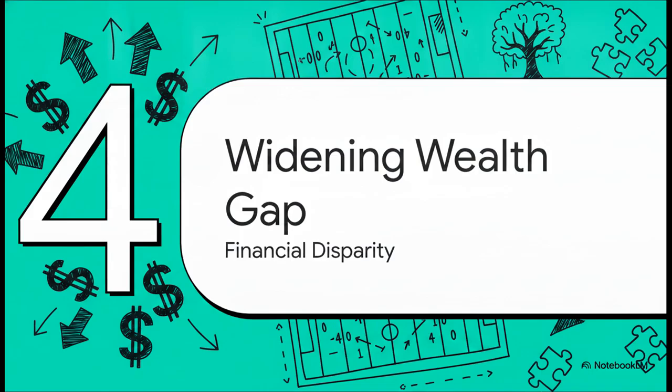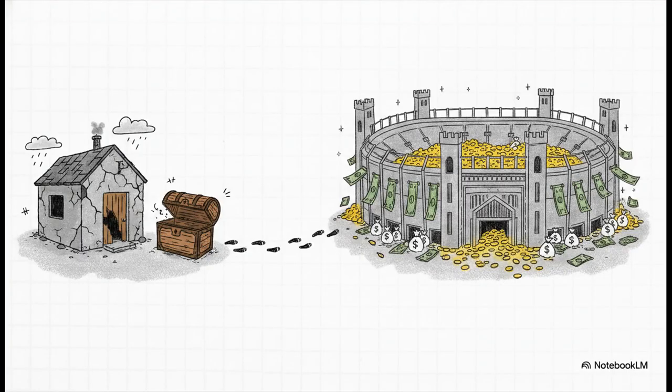So the crucial point is Section 4, the widening wealth gap, financial disparity. While this was an incredible, undeniable victory for labor rights, it had profound, totally unintended negative consequences for the sports ecosystem. Smaller clubs were absolutely devastated. Historically, these clubs survived by developing young talent and then selling them for large transfer fees to the giants of the game. Well, the Bosman Ruling stripped away that vital income stream overnight.